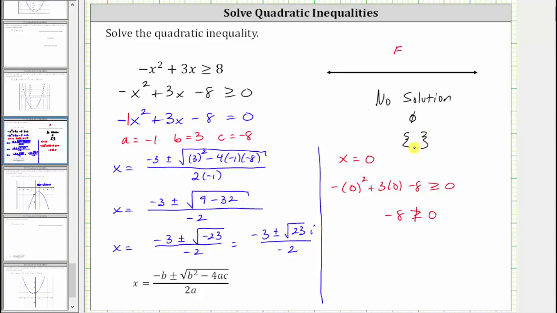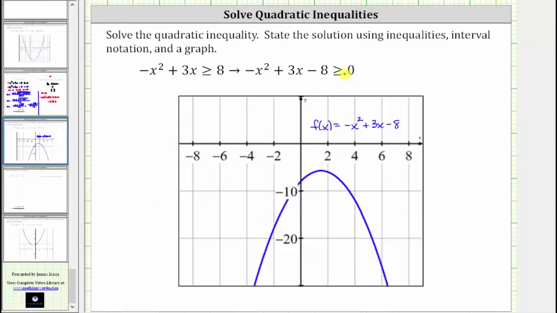Before we go, let's also verify the solution graphically. Considering this form of the inequality, to check this graphically, we can graph the function f of x equals negative x squared plus 3x minus 8, and because we want to determine when this expression is greater than or equal to 0, we want to determine where the graph of the function is above the x-axis. Function values are positive above the x-axis, equal to 0 on the x-axis, and negative below the x-axis. Looking at the graph, notice all the function values are below the x-axis and therefore they're negative, and negative values are never greater than or equal to 0, which verifies we have no solution to the quadratic inequality. I hope you found this helpful.